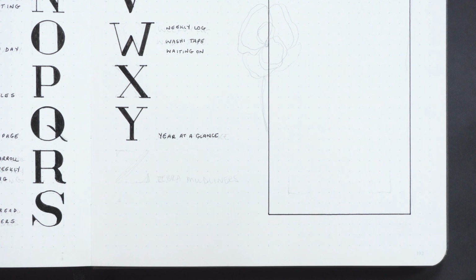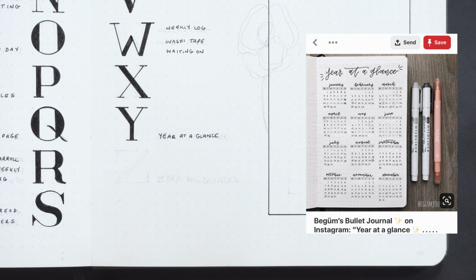Year at a glance is something that sometimes gets confused with a future log. A year at a glance is more for reference. It's a place where you can see every single day of the year and where it falls, just for your brain if you need to be able to visualize it. Whereas a future log is more to plan out and write in events for those days.